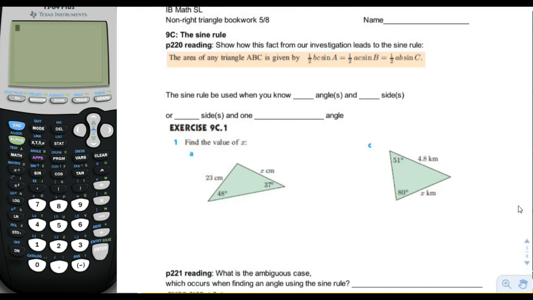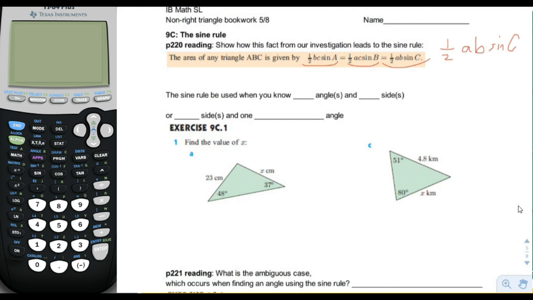Well, remember that from the investigation we learned that the area of a triangle is equal to 1/2 times the length of two of the sides times the sine of the included angle between those two sides. And actually, any pair of sides with an included angle works. So if you know all the sides and you know all the included angles, you could write the area equation in three different forms like that.